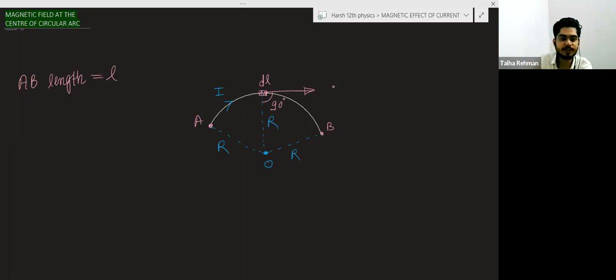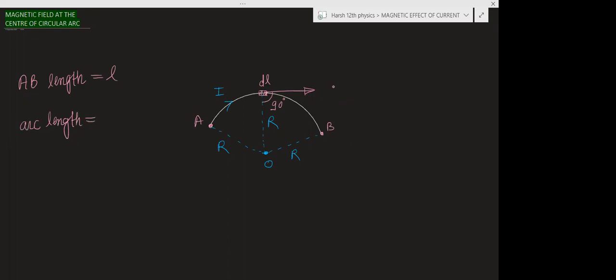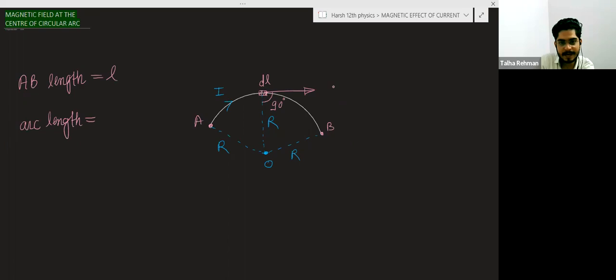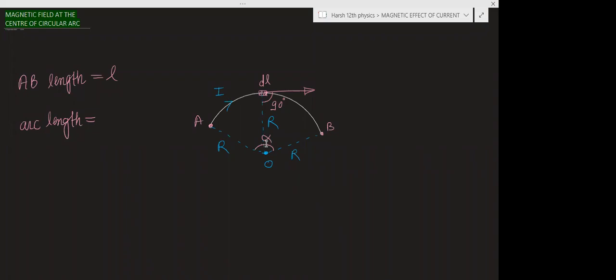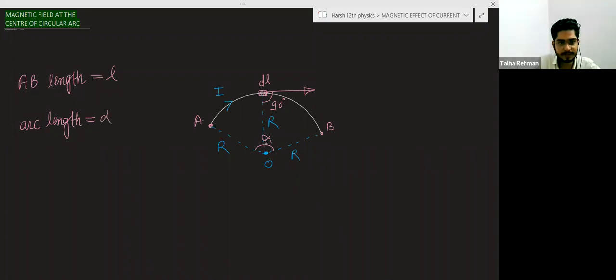There is one relation that you should know. To find the arc length, you multiply the angle subtended by the arc at the center, that is alpha, with the radius. So the arc length will be alpha into r. This is your equation number 1. This is simple mathematics. Why I have calculated this arc length, you will get to know when I move forward.